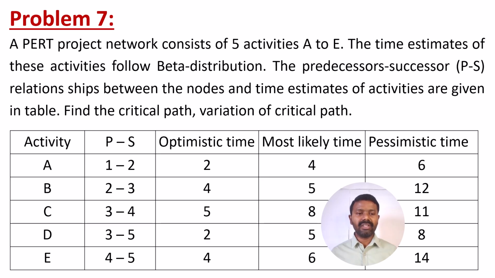The activities are A, B, C, D, E and P to S, and that is what they have given, the predecessor and successor: 1 to 2, 2 to 3, 3 to 4, 3 to 5, 4 to 5. The optimistic time is given, the most likely time is also given, and the pessimistic time is also given. So what do we need to find out? We need to find the critical path and variation of the critical path. So what are the optimistic time, most likely time, and pessimistic time? That we need to first understand, then we will understand the problem.